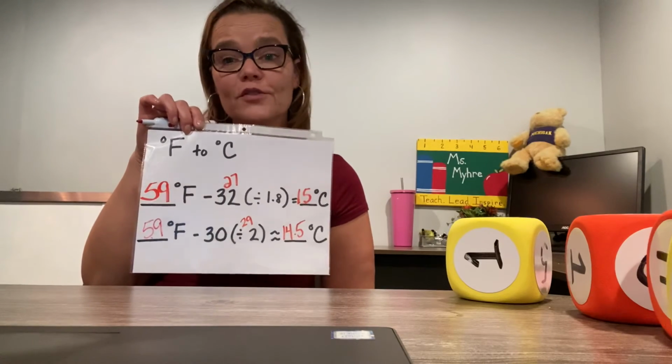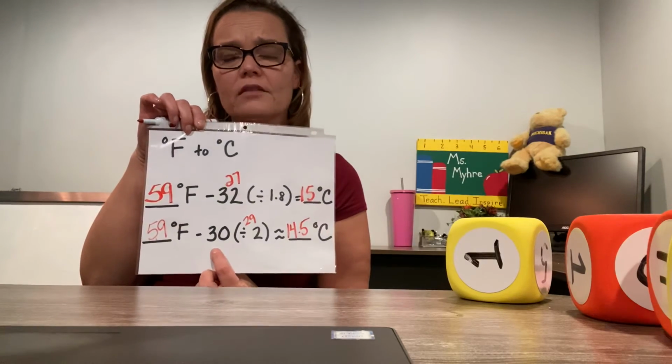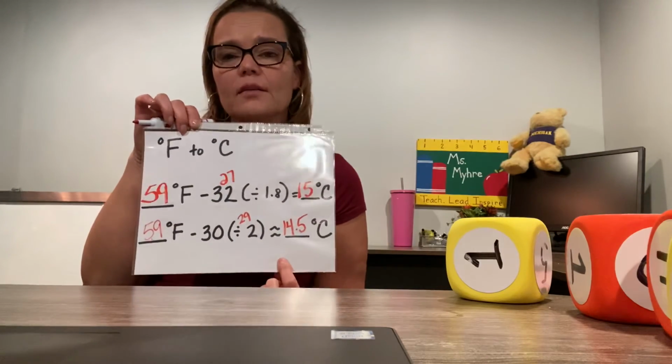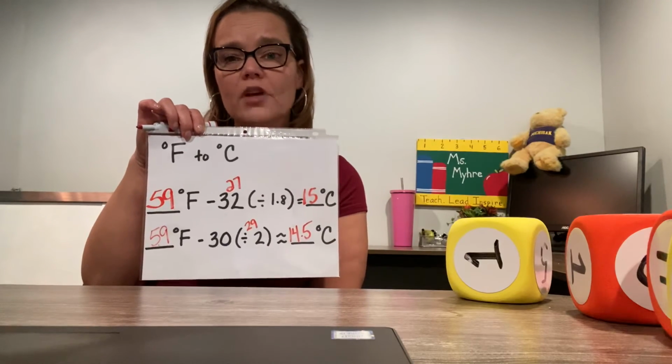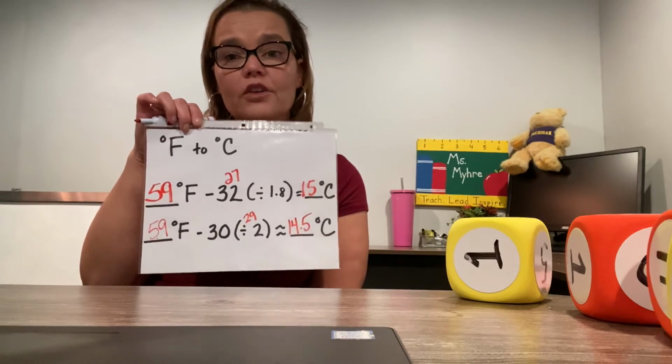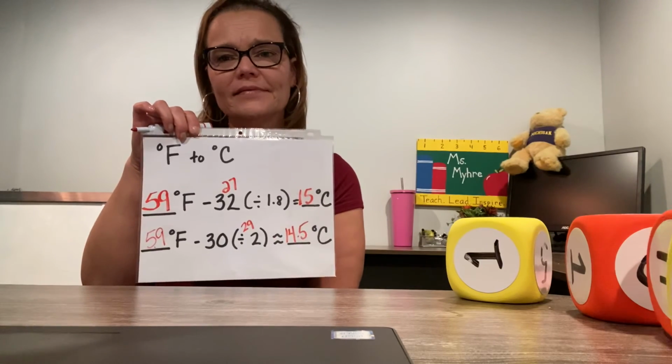So here you go. If you do the easy way with the degrees, you subtract 30, divide by 2, you get an about. I hope this easy method helps you to help your child convert those very tricky metric measurements to US customary and back again.